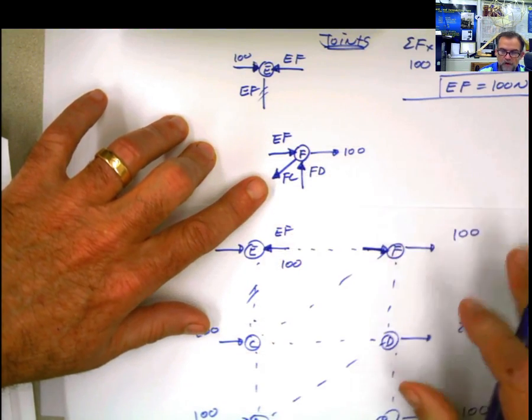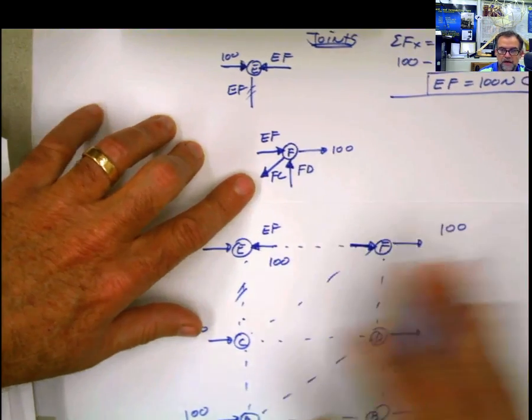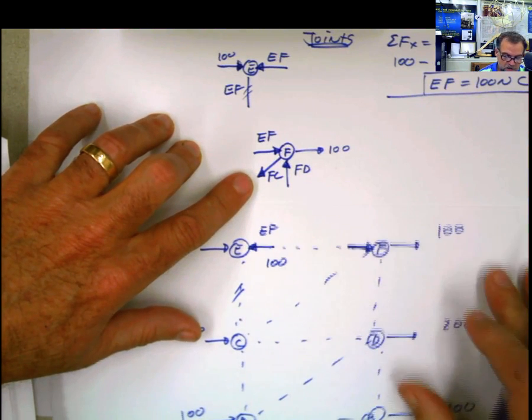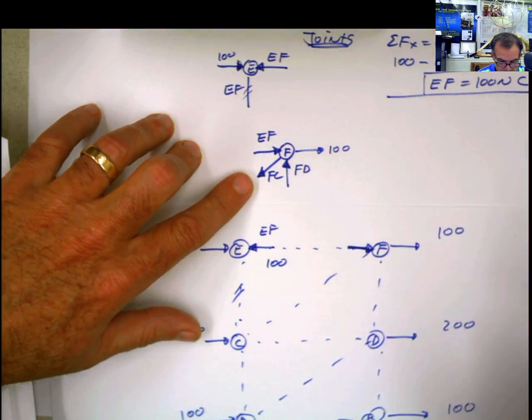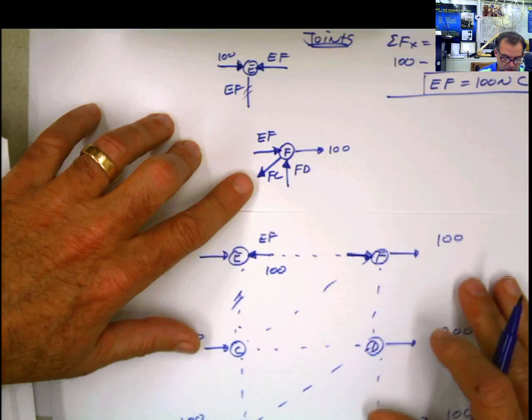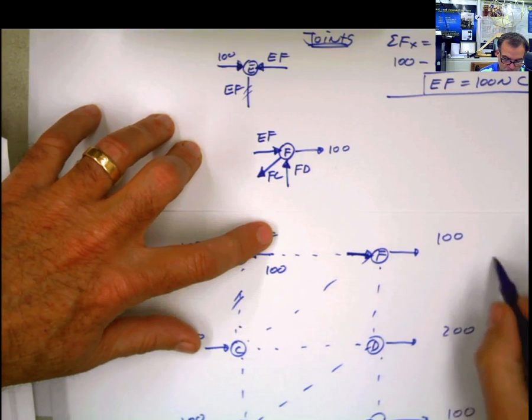You can do it in any way. You can put all of them in tension, and at the end, if you get a negative sign, you realize that it's in compression and you just switch it. That's fine. But in this way you lose less time.